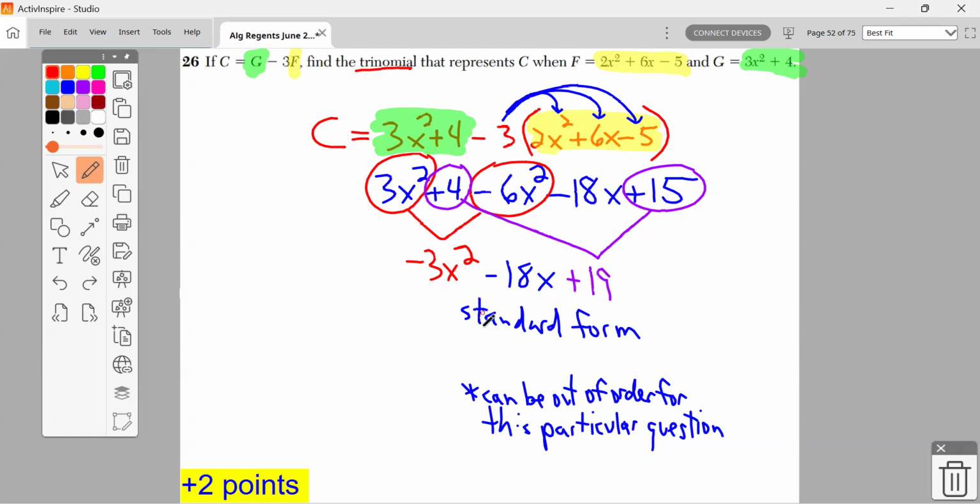We want to put your answer in standard form. They don't ask for it in this question. For this particular question, it can be out of order, but a lot of times on the Regents exam, they ask you to put it in standard form, which means your biggest exponent first, then your next biggest, then your plain constant at the end. So just as a good rule of thumb, you should probably do that just to be safe.